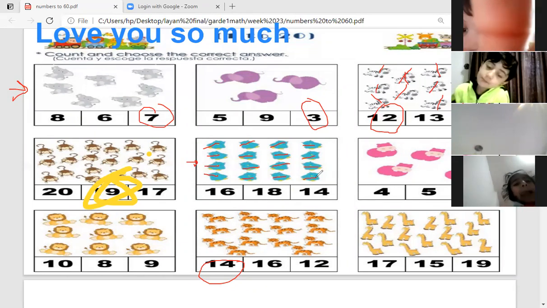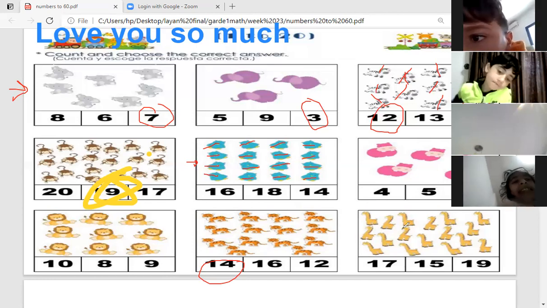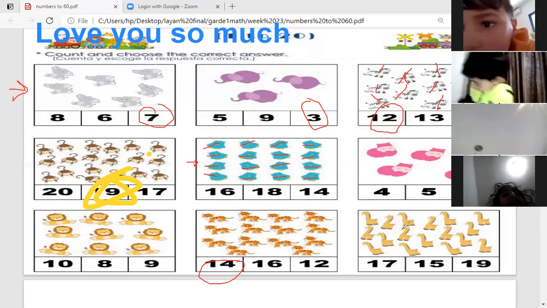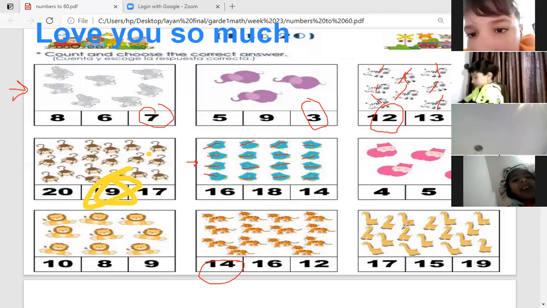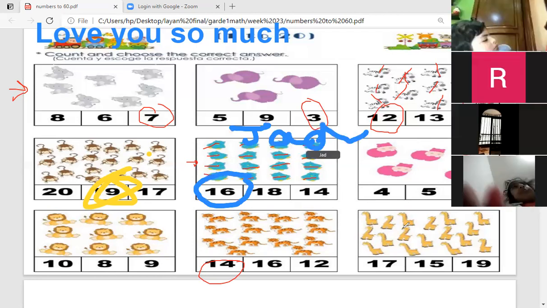Teacher? Yes, Judy? Can I solve the last one? You solved two. Your friends must also solve. Okay, when they finish, I will repeat the turn. Thank you.